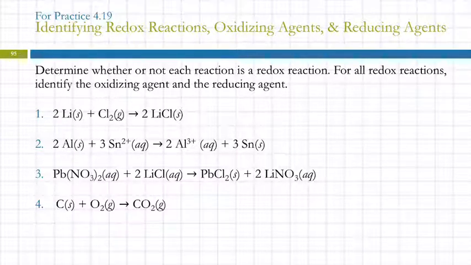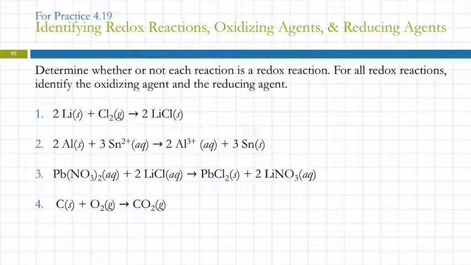So those are tip-offs. If we look at this first one, we've got lithium and chlorine. We have a metal and a nonmetal reacting. So we can say, yeah, that's going to be a redox reaction. But what's being oxidized, what's being reduced? Which are the agents? Well, then we have to look either at the charges or at the oxidation states. And since they end up being the same, it doesn't really matter.